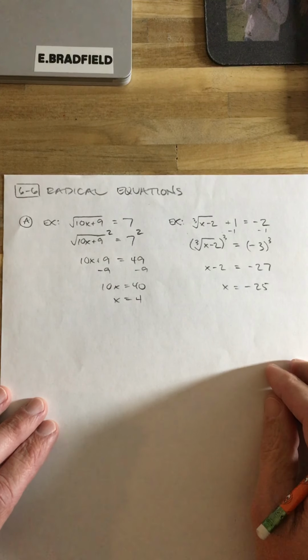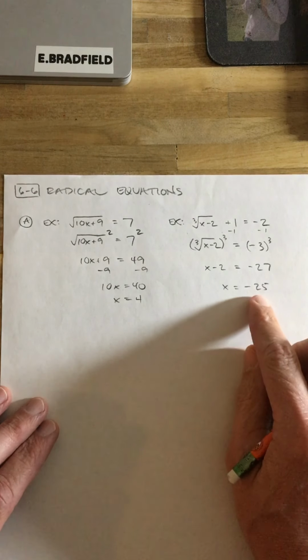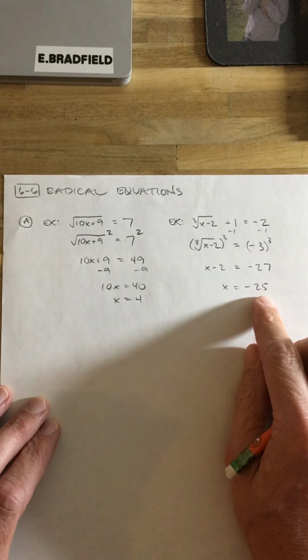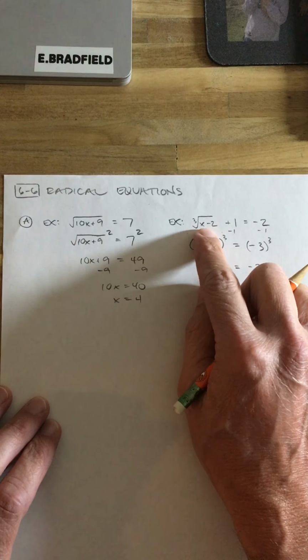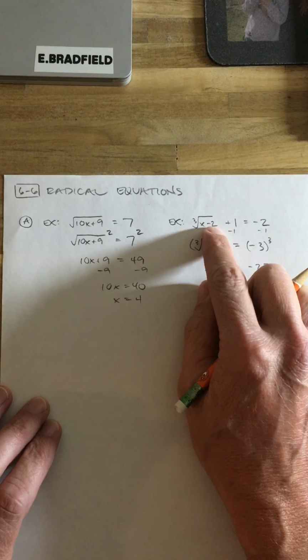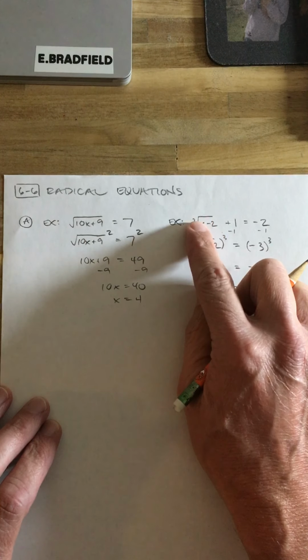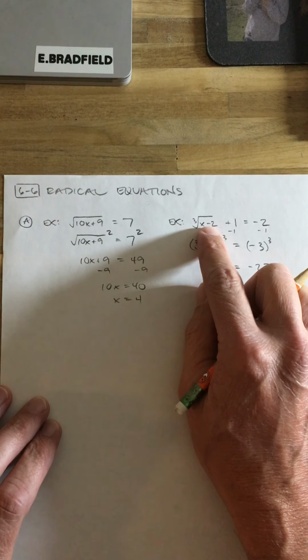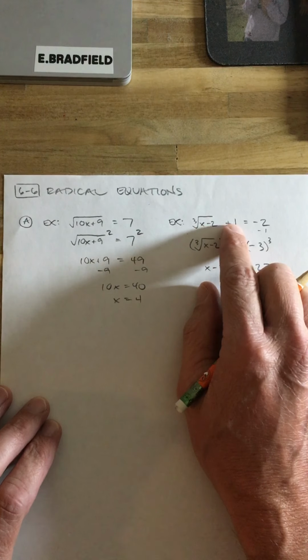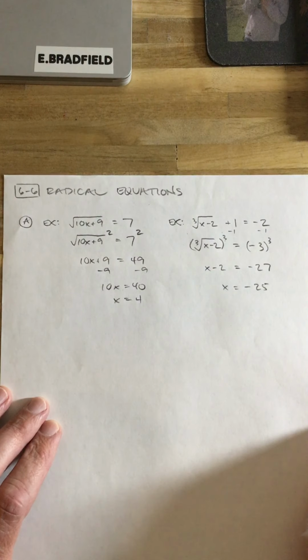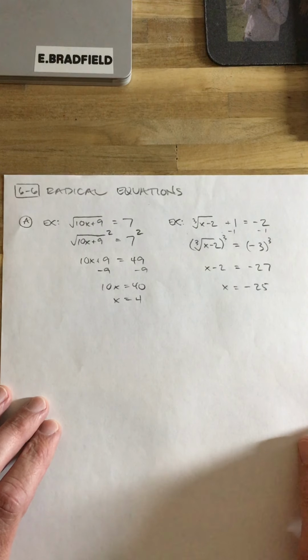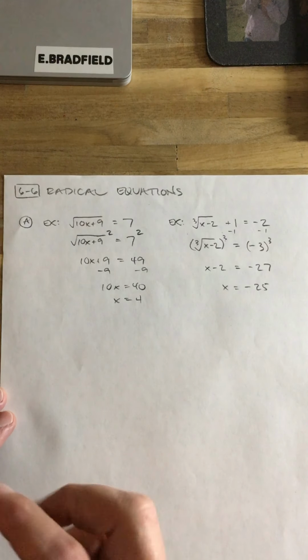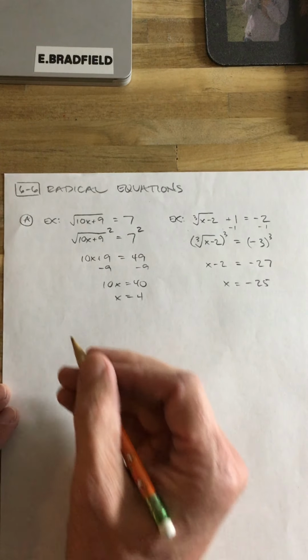Let's check it. Ready? Plug in the negative 25. Negative 25 minus 2 is negative 27. The cubed root of negative 27 is negative 3. And negative 3 plus 1 is negative 2. We did it. Yay. Woohoo. All right, let's do one that looks slightly different.